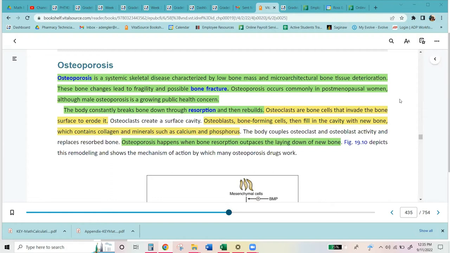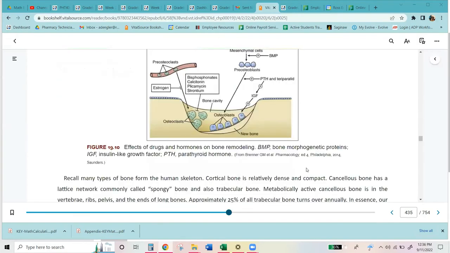The body constantly breaks bone down through resorption and then rebuilds. Osteoclasts are bone cells that invade the bone surface to erode it. Osteoblast bone-forming cells then fill in the cavity with new bone, which contains collagen and minerals such as calcium and phosphorus. Osteoporosis happens when bone resorption outpaces the laying down of new bone.